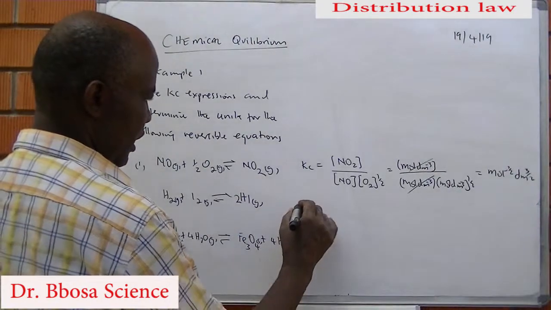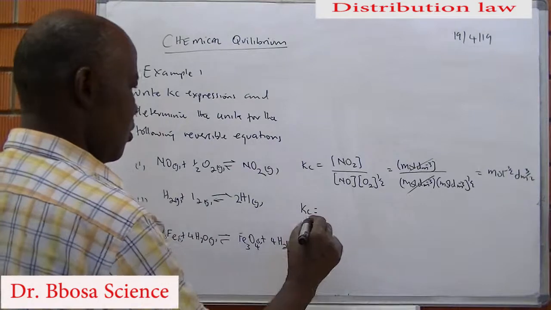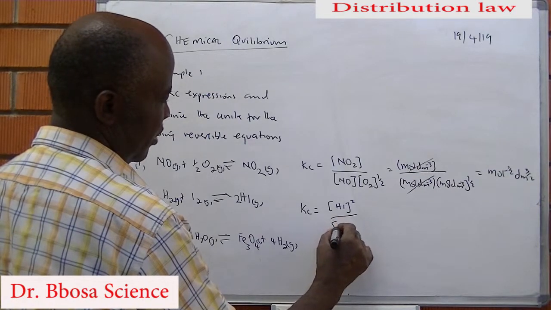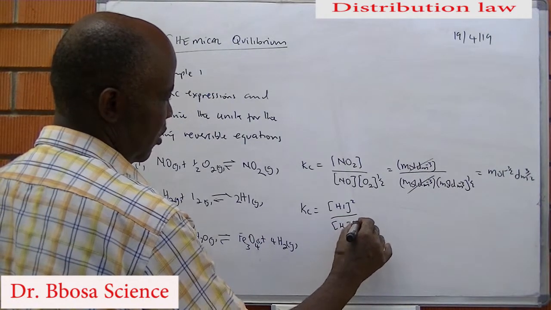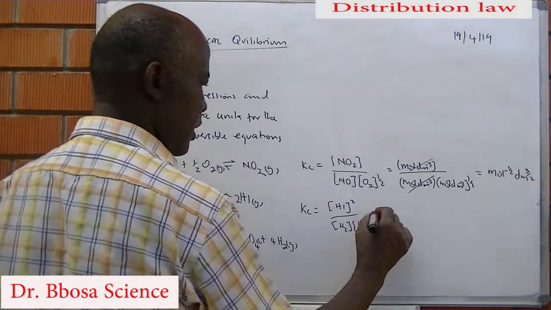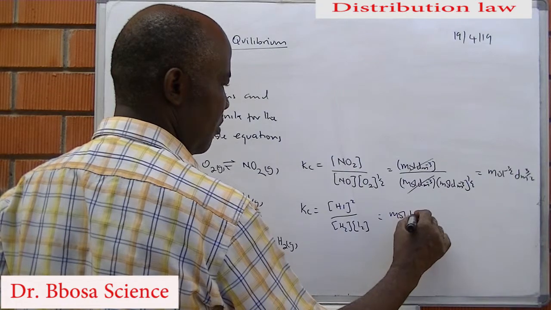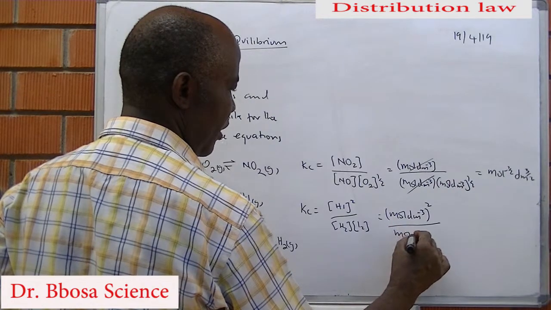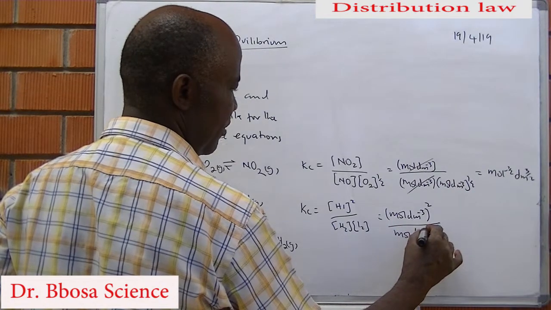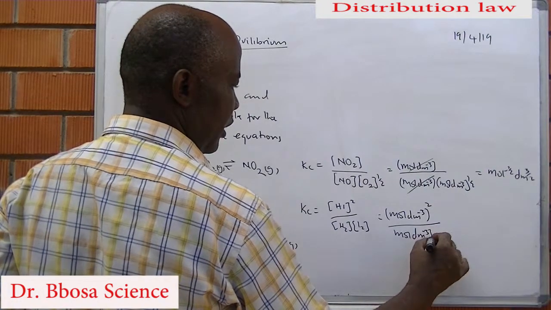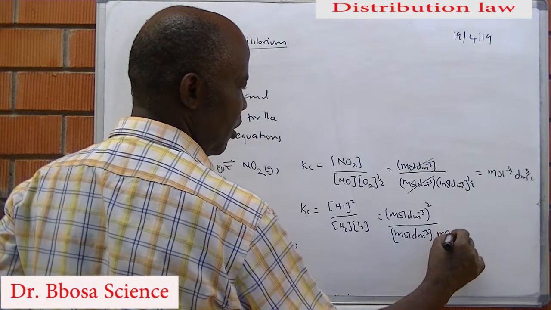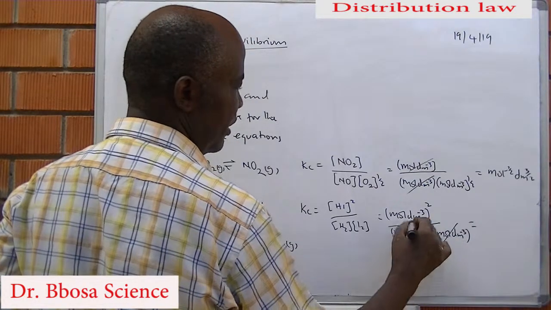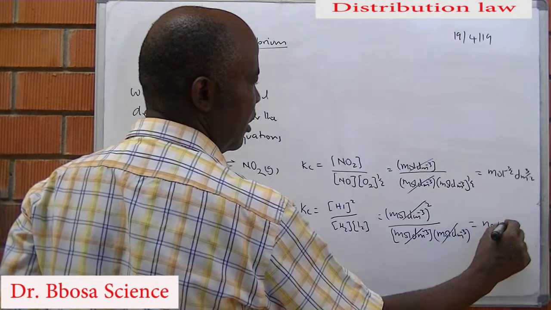The second one, Kc is equal to the concentration of HI squared over the concentration of H2 times the concentration of I2. This is equal to moles per decimeter cubed squared over moles per decimeter cubed times moles per decimeter cubed. So when this one crosses with this, you have no units.